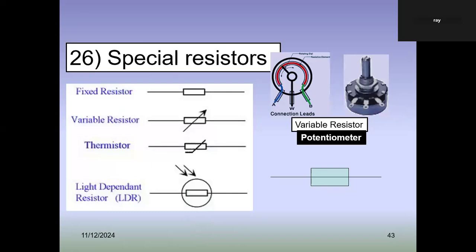Special resistors. That's your fixed resistor. That's your variable resistor. This is a thermistor. This is a light dependent resistor.